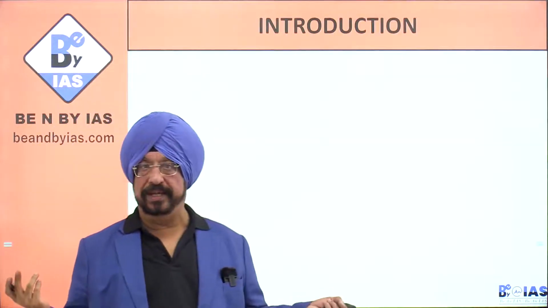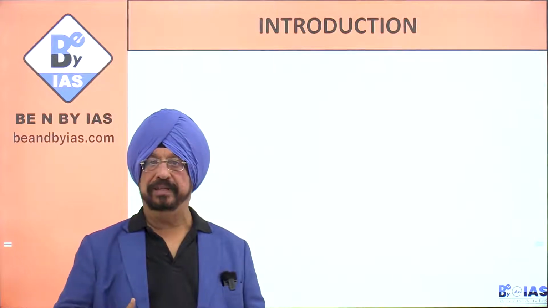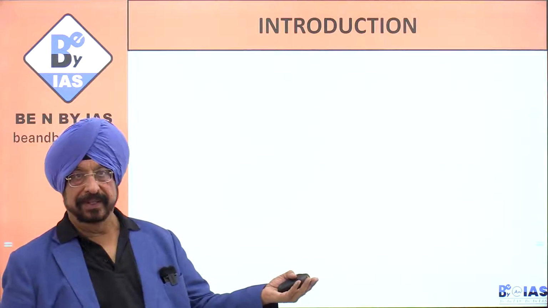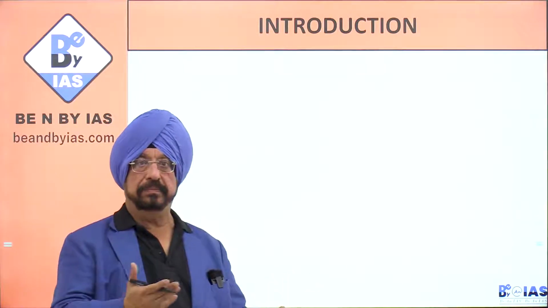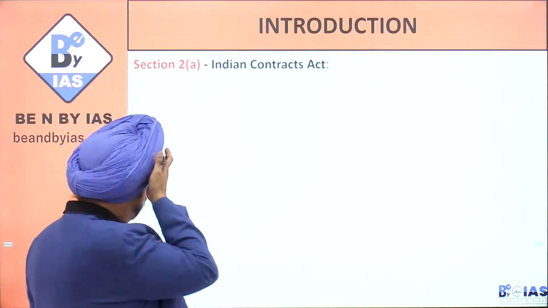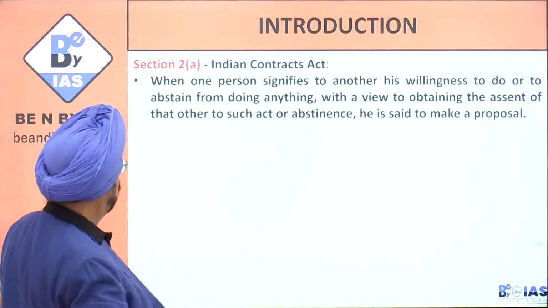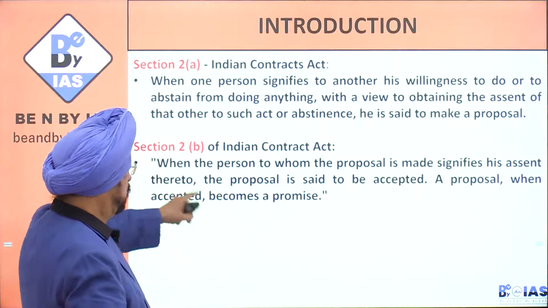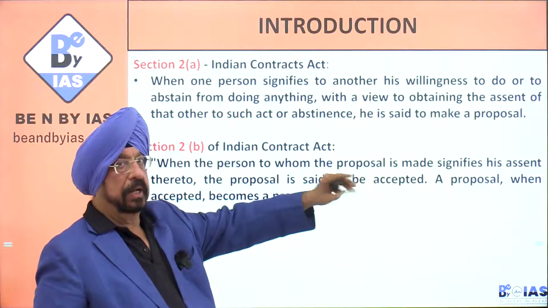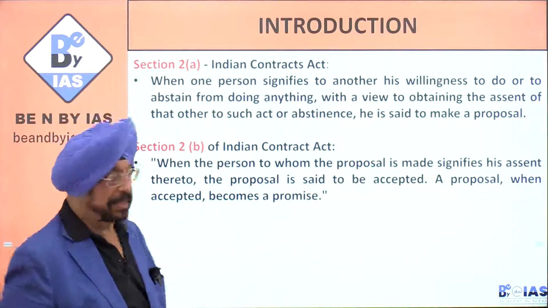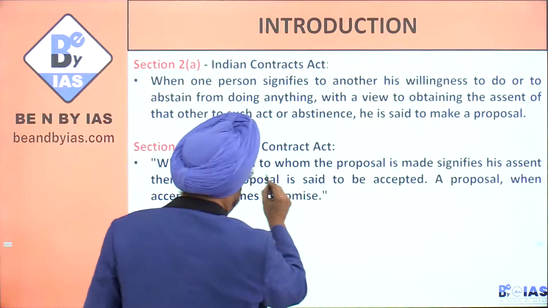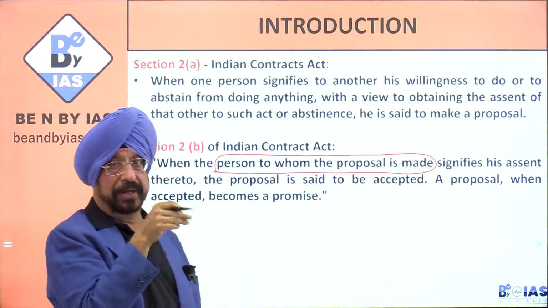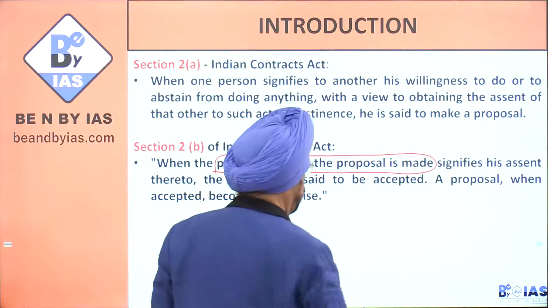You may say 2B says if that fellow gives his assent, it means acceptance. Assent to his offer. But acceptance has many terms, many forms. So 2A says this, 2B says when the person to whom the proposal is made, the important words please underline. Person to whom proposal is made. Because this is where we will be discussing lot of things.